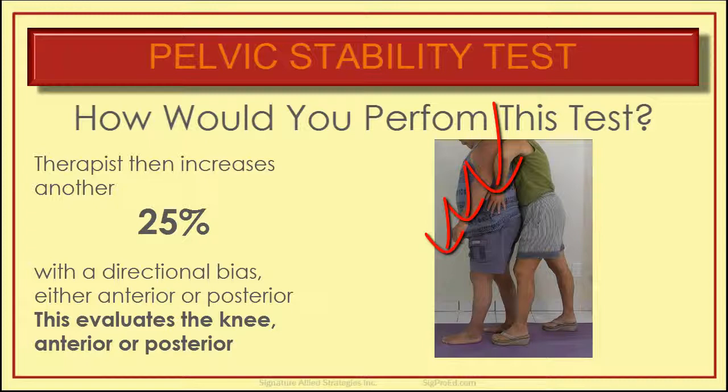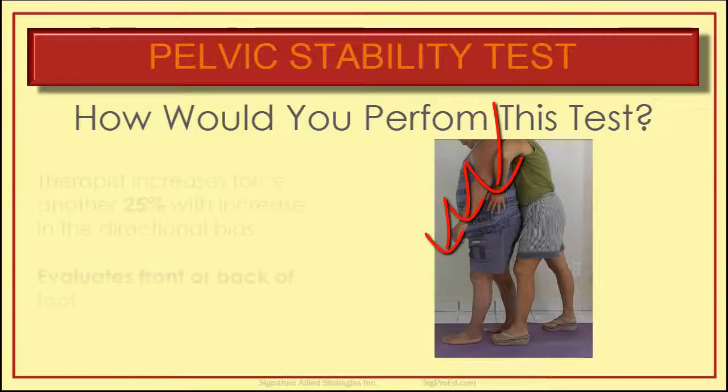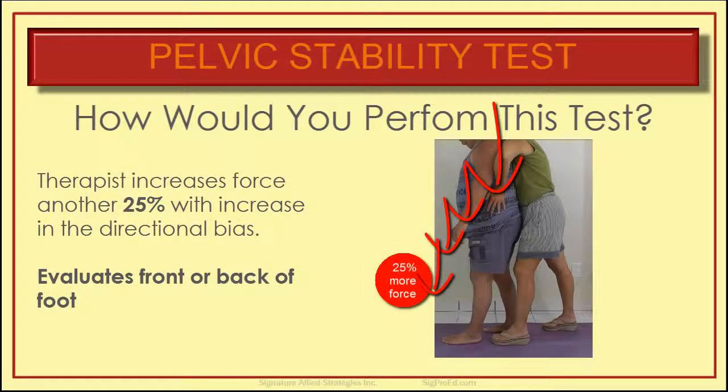At this point, you are now evaluating the patient's knee, either their anterior knee, if you are biasing anterior, or their posterior knee. So now you can determine differences between right and left. And finally, you will increase another 25% with your anterior or posterior bias, whichever one you have been testing. Don't switch on the patient to determine instability at the foot and ankle. At this point, once you know there's instability, you will need to determine why there is instability, and we'll get into that a little bit later on.